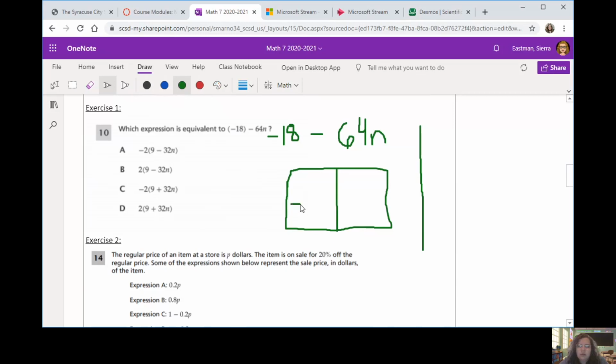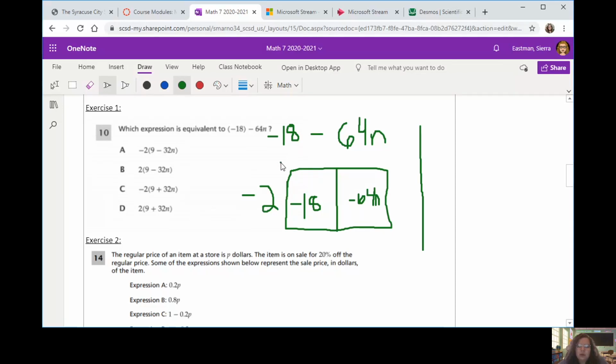Let's put this up. My 18 goes here. -64n goes here. And then the choices are telling you you can either use a 2 or a -2. And I think I'm going to go ahead and try the -2 first, because both of these are negatives. So that should work out pretty well. Let's see what happens.